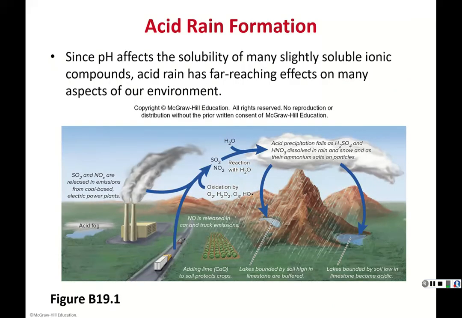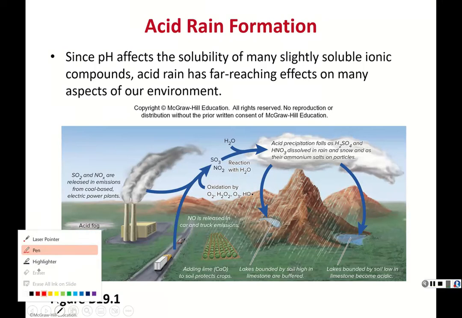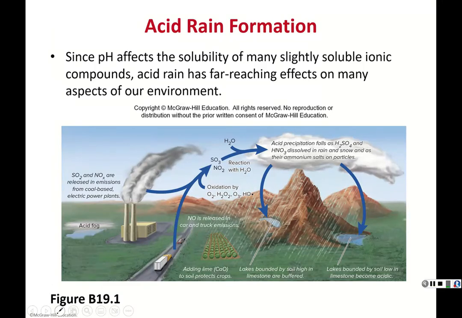There are certain aspects to this part of the material in the book that line up with environmental chemistry. So if you're interested in environmental chemistry, there's a lot of applications to the equilibria of insoluble compounds. And one of those is acid rain. pH affects the solubility of many of these insoluble ionic compounds. So acid rain can really affect many aspects of the environment, and this figure just shows that.